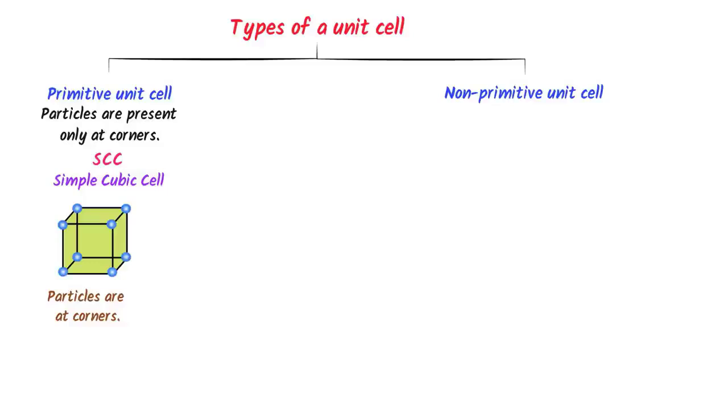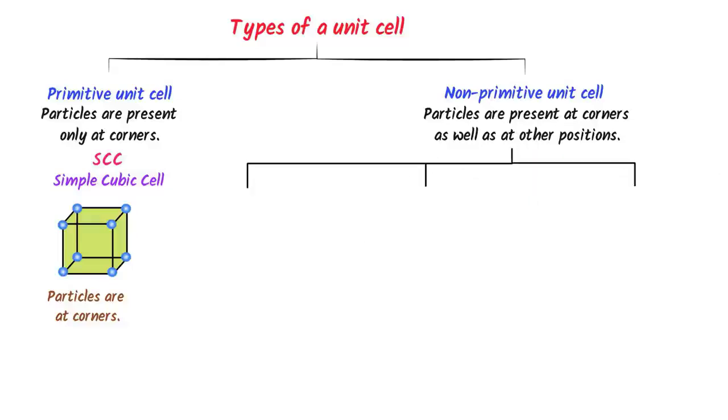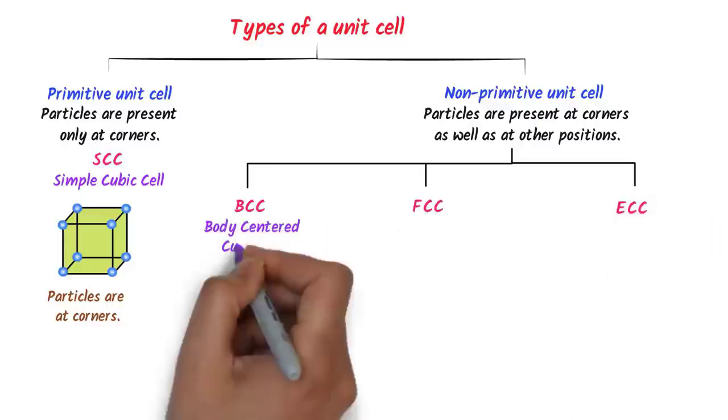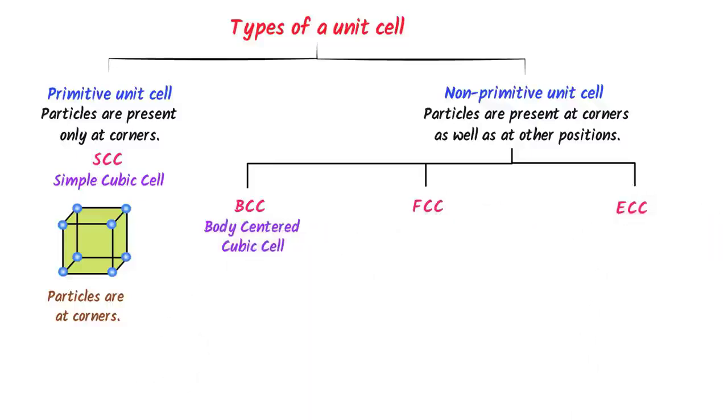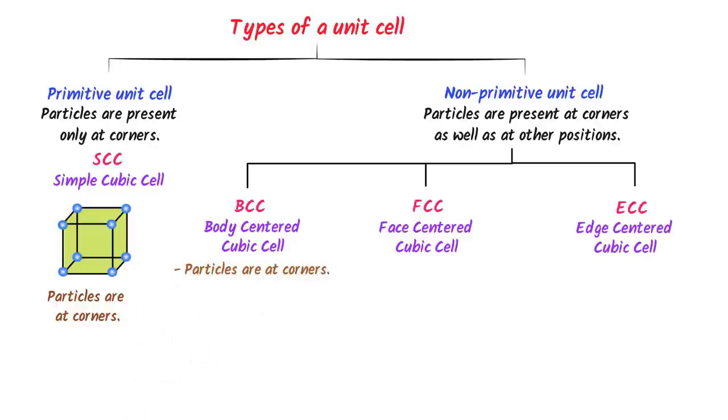In non-primitive cell, particles are present at corners as well as at other positions. Remember that non-primitive cell is further divided into three types like BCC, FCC and ECC. BCC stands for body-centered cubic cell, FCC stands for face-centered cubic cell, and ECC stands for edge-centered cubic cell. Now in these three types of unit cell, particles are present at corners.